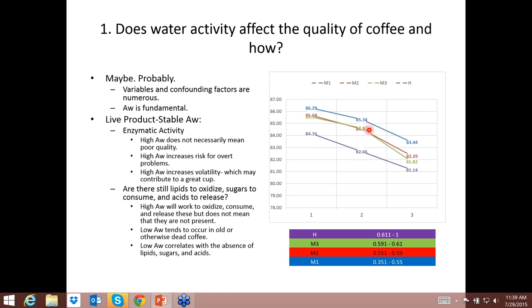So it does not necessarily mean poor quality. It does seem to indicate an increased risk for problems, especially longitudinal, and it increases what we'll call volatility. Now, volatility, again, can be good and it can be bad. You know, it can be exciting and it can be disastrous. So we're looking at both things.